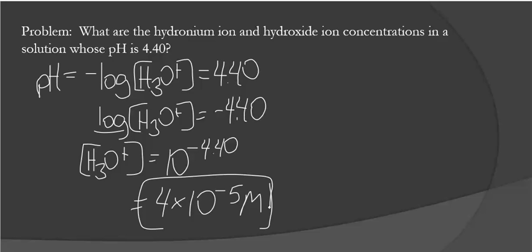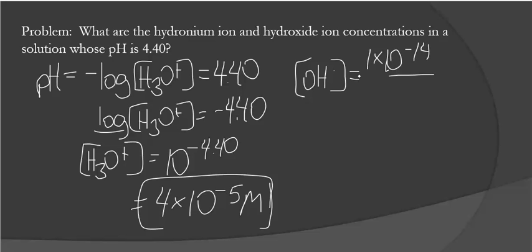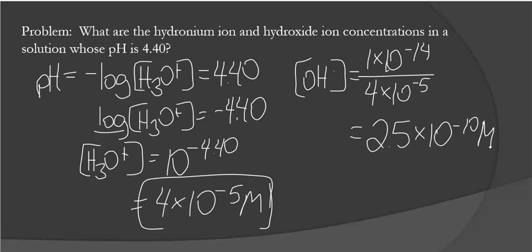There's the hydronium ion. To get the hydroxide ion, I'm going to take 10 to the negative 14th divided by my hydronium. And so hydroxide comes out to be 2.5 times 10 to the negative 10th. So again, just make sure you can get those answers on your calculator using the log functions.